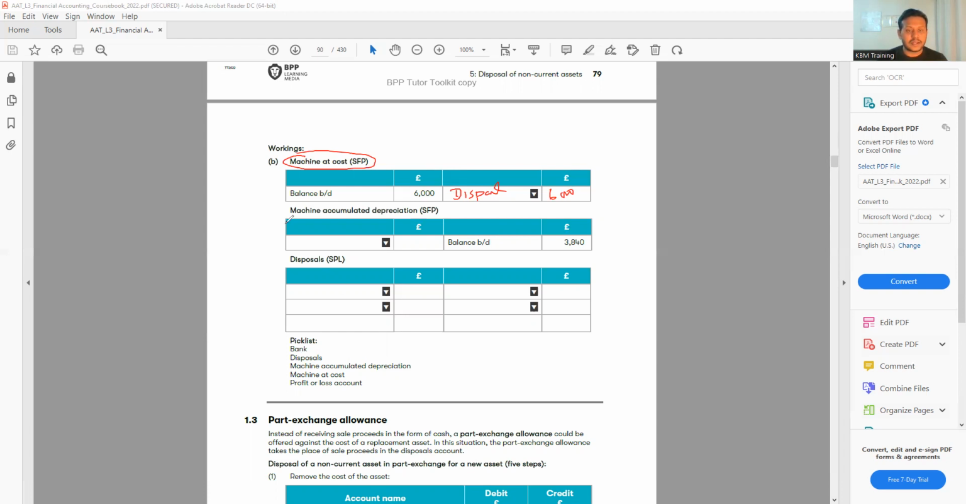The next one we have machine accumulated depreciation. So remember the machine accumulated depreciation was normally credit, but now I'll make it debit. So accumulated depreciation is debit and disposal is credit. So I'm going to write opposite, disposal. And that is 3840.